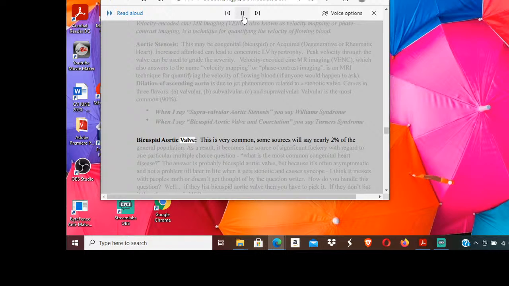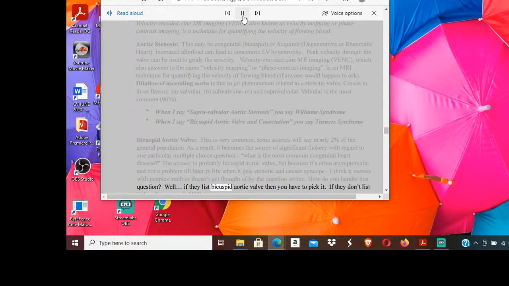Bicuspid aortic valve, this is very common, some sources will say nearly 2% of the general population. As a result, it becomes the source of significant trouble with regard to one particular multiple choice question: what is the most common congenital heart disease? The answer is probably bicuspid aortic valve, but because it's often asymptomatic and not a problem till later in life when it gets stenotic and causes syncope, I think it messes with people's math or doesn't get thought of by the question writer.